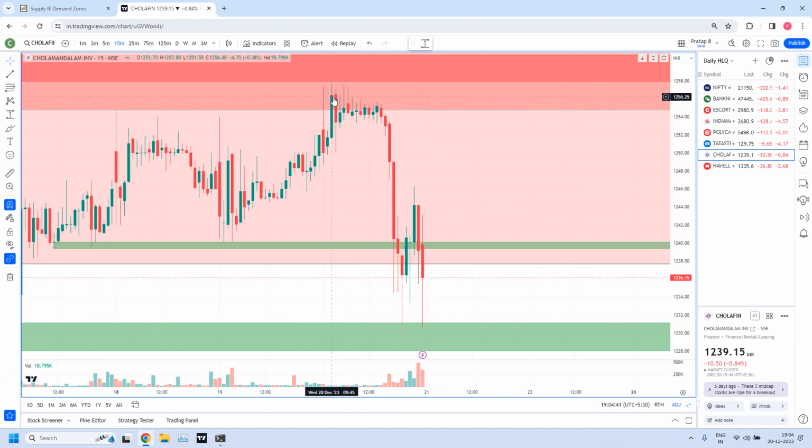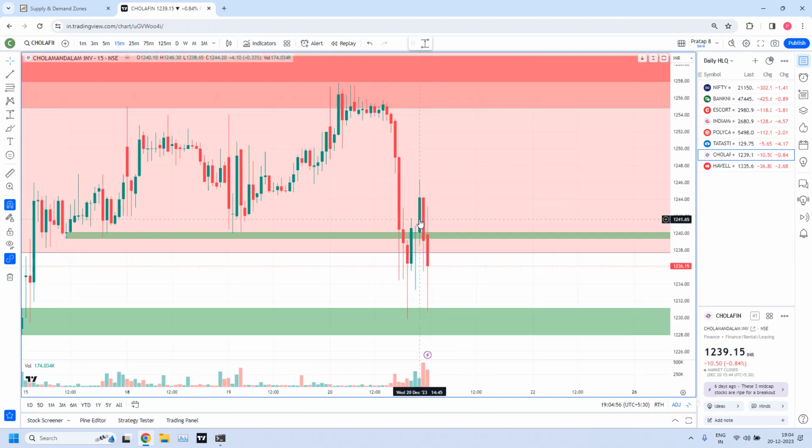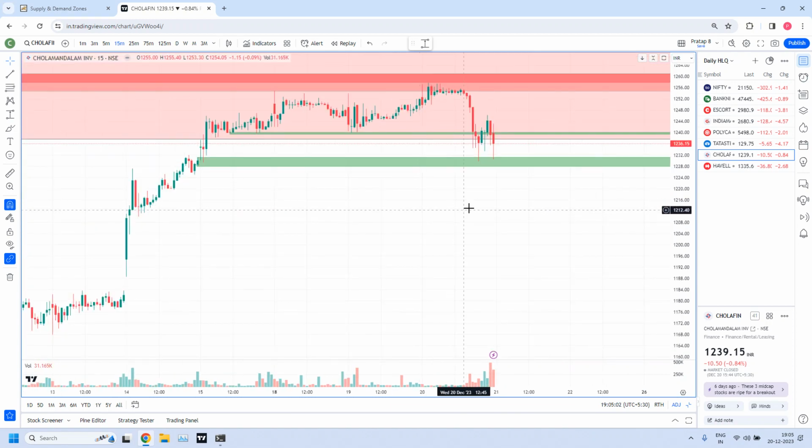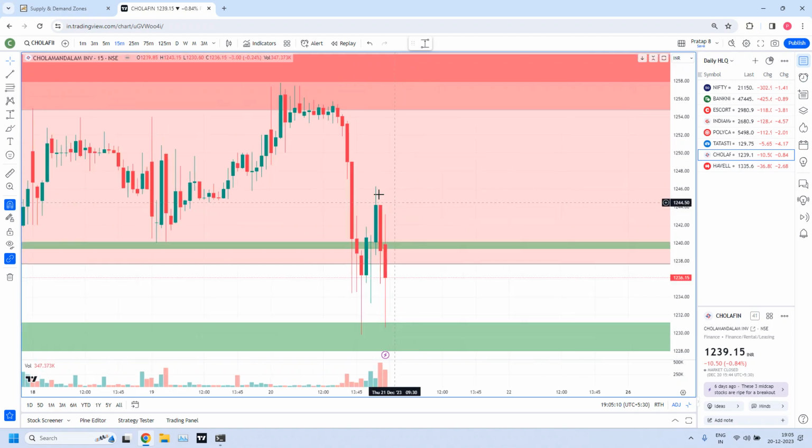That is at 9:45. And reached the target at 1:30. This would have been your successful trade. Some people would have exited a little before. Why would you exit before? Because this ROI is more than 6%. It is almost 7% ROI.